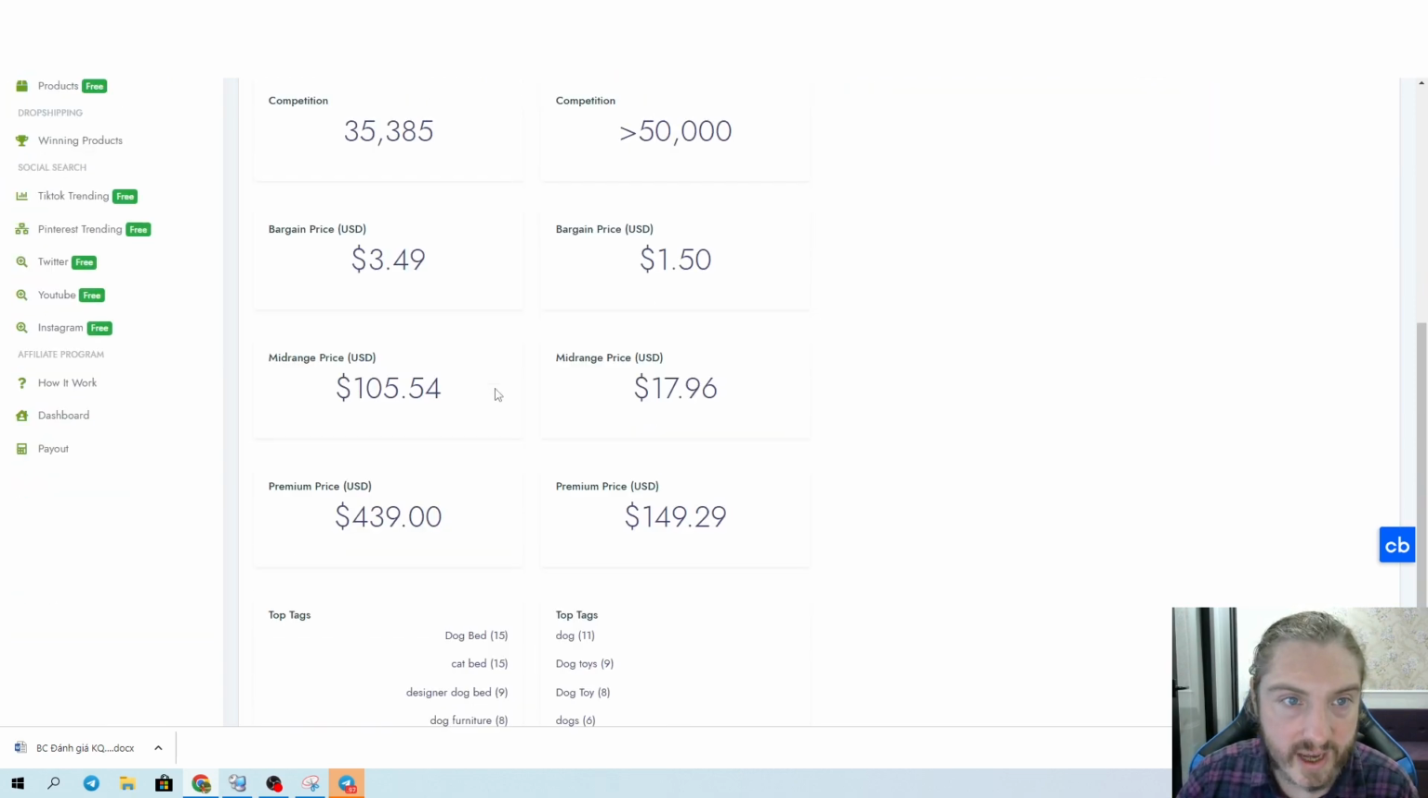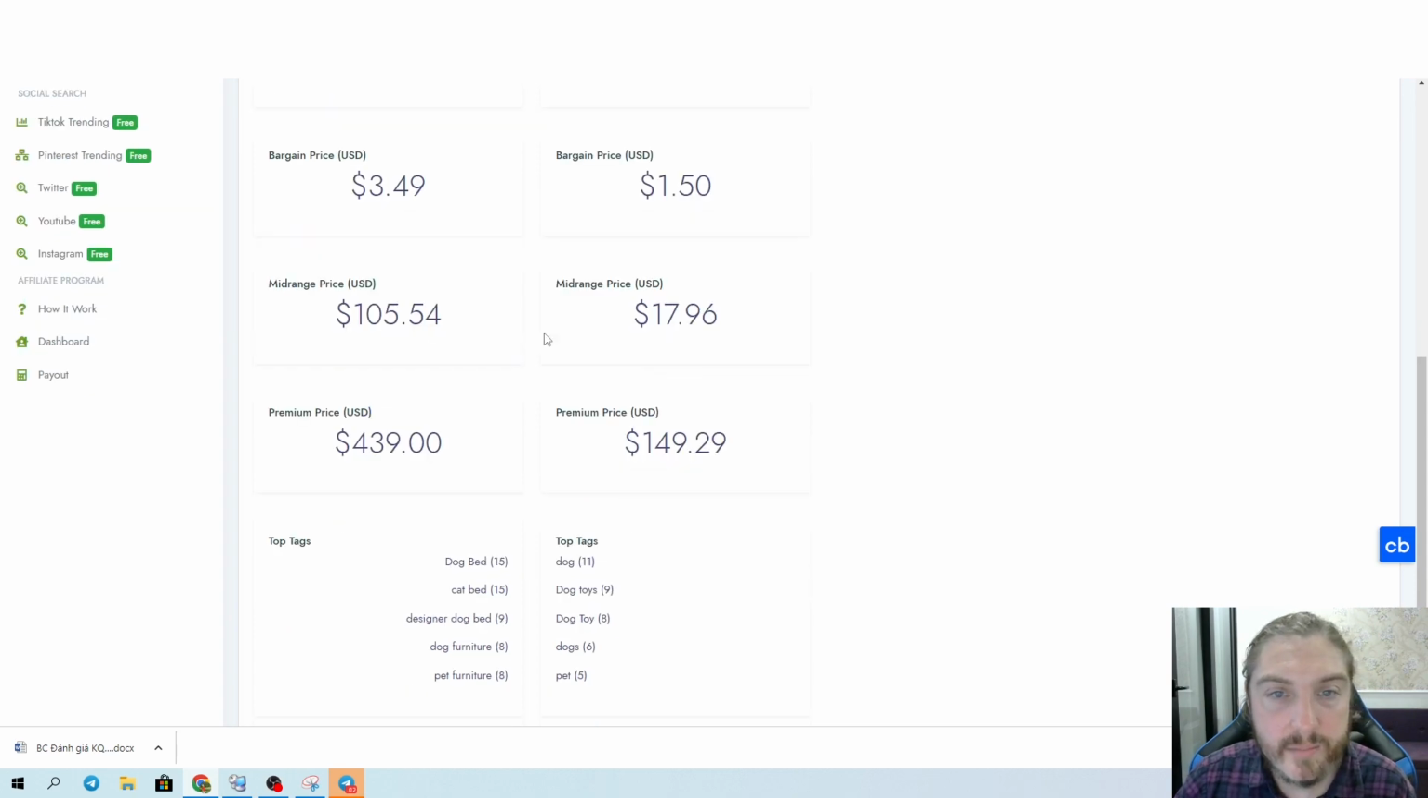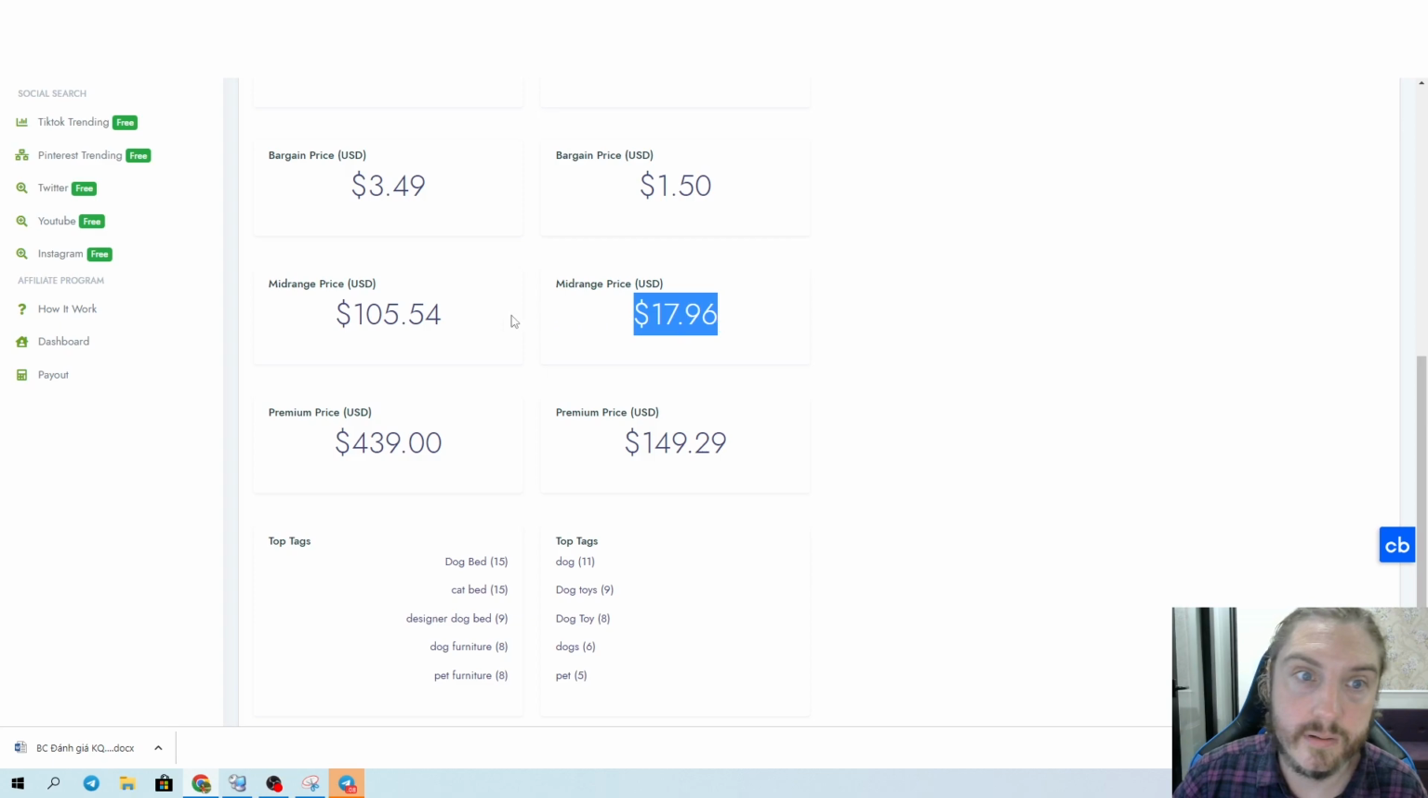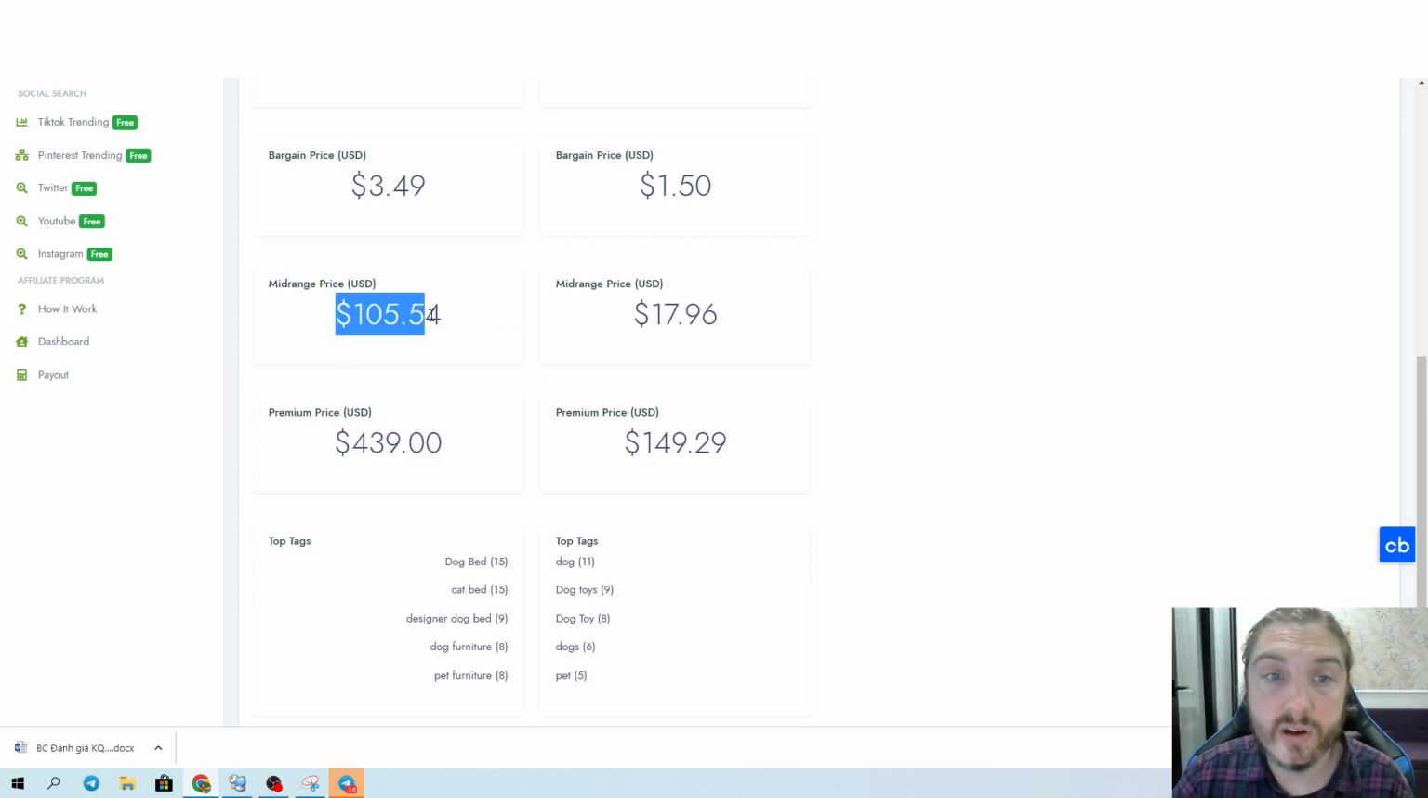We go down, we have the prices. Again, the budget price for the bed is a little bit more. These are normally bigger products, they cost a little bit more. The bargain price for this one for the toys is only $1.50. The mid-range price, so this is almost the average price. So we can see that the beds go for much higher than the toys. So to buy, the average bed is about $100, $105 here. Well, toys could cost you $17, $18.